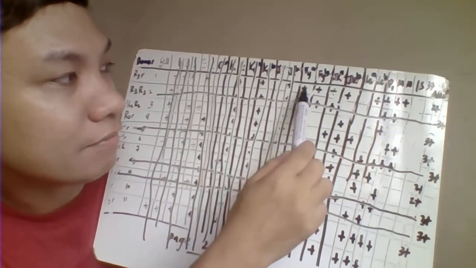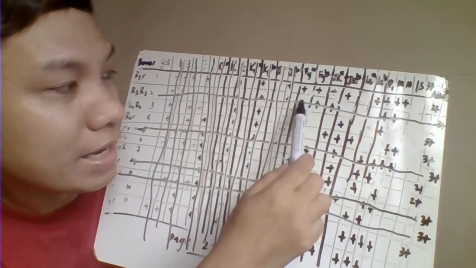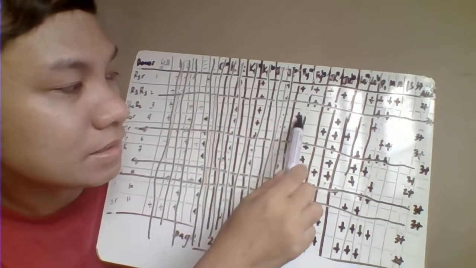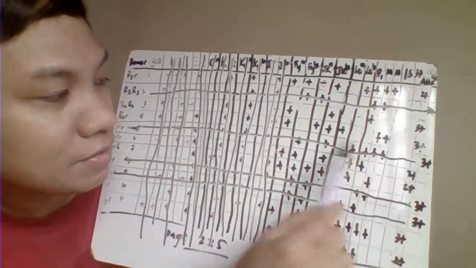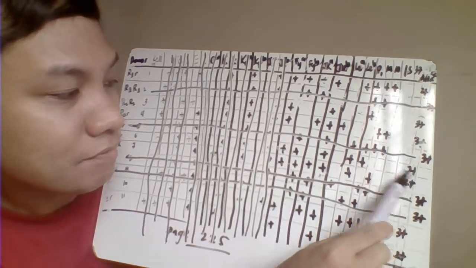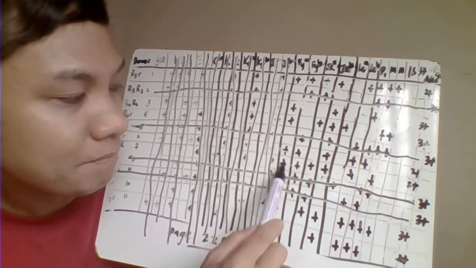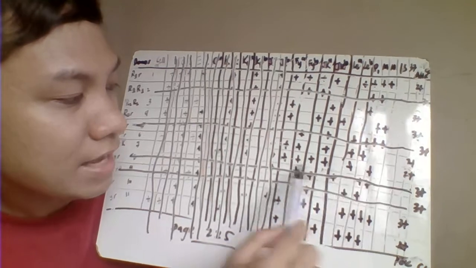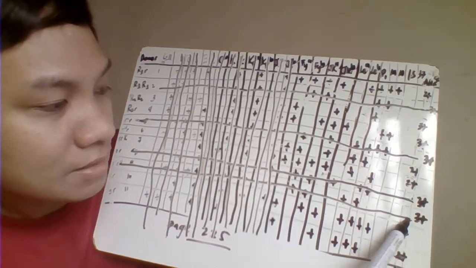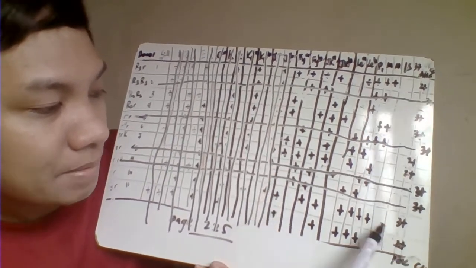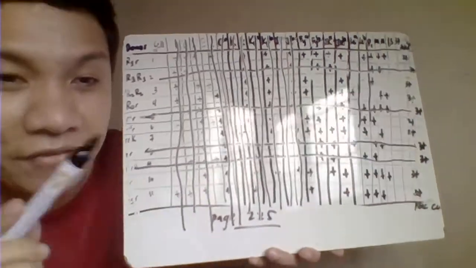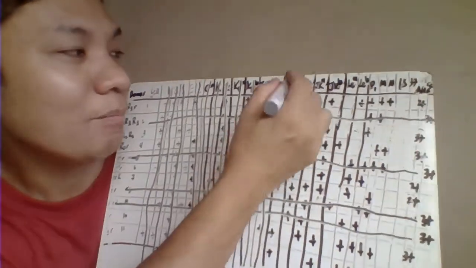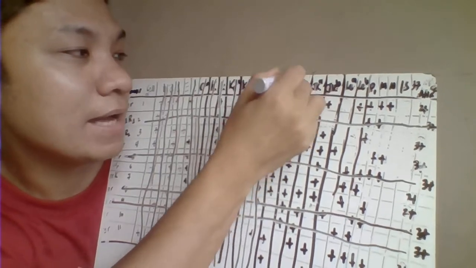Okay, positive. Negative dito, negative din siya. Positive dito, positive siya. Positive dito, positive din siya. Negative siya dito, negative din. Positive, positive, positive, positive. Negative, negative siya. Negative dito, negative din siya. Positive dito, positive dito, positive. Okay. Nag-fit ang ating FYA. So, most likely, ito ang hinahanap natin.